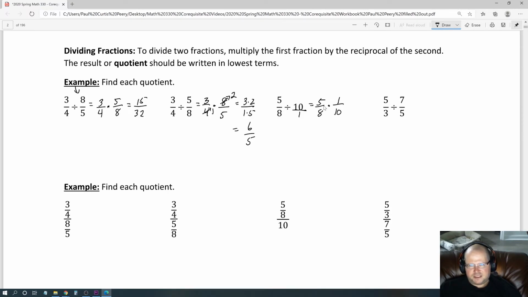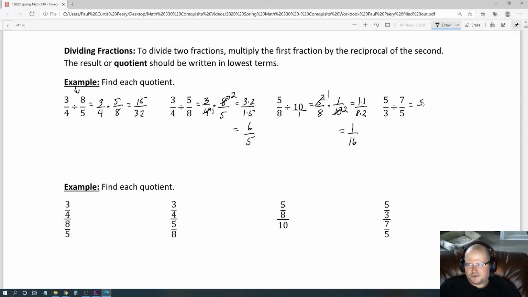Now we see if we can cancel anything out. 5 over 8, no. 5 over 10, yes, because we can divide both 5 and 10 by 5. 5 divided by 5 is 1. 10 divided by 5 is 2. We multiply the leftovers, 1 times 1, over 8 times 2. And what we'll end up with is 1 over 16. And there you go. Okay, let's try the next one.